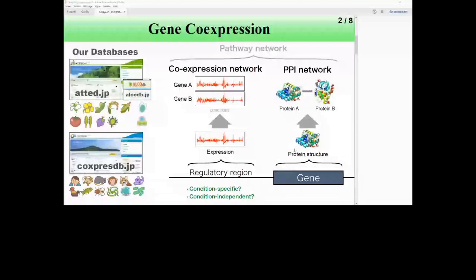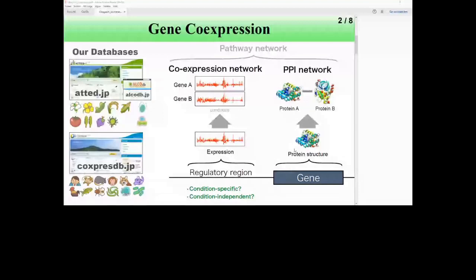That means if we get the genome sequence, we can determine the co-expression network of a species. That is our goal. So what is a good representation of the co-expression network of a species?